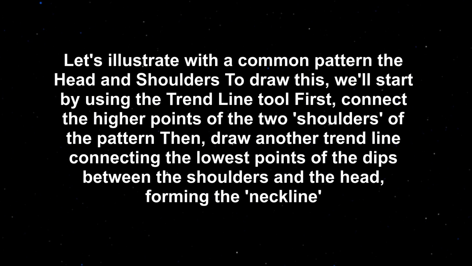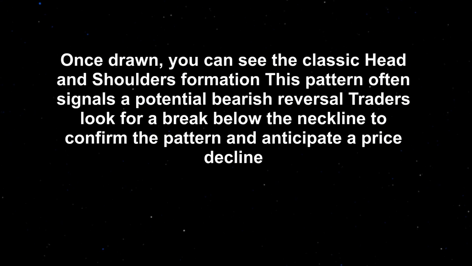To draw this, we'll start by using the Trendline tool first. Connect the higher points of the two shoulders of the pattern, then draw another trend line connecting the lowest points of the dips between the shoulders and the head, forming the neckline. Once drawn, you can see the classic head and shoulders formation. This pattern often signals a potential bearish reversal. Traders look for a break below the neckline to confirm the pattern and anticipate a price decline.